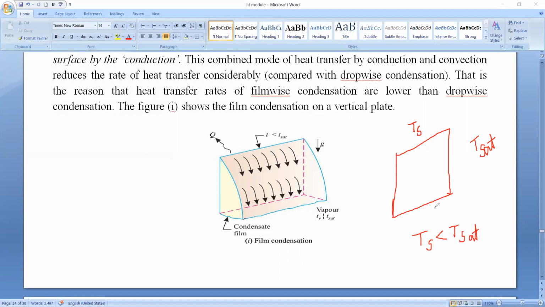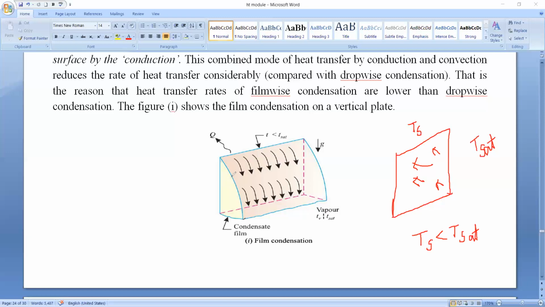Okay, now this water vapor will lose its latent heat to the plate or the wall, thereby forming the liquid condensate, a thin film. As the condensation proceeds, the thickness of this film will gradually increase.